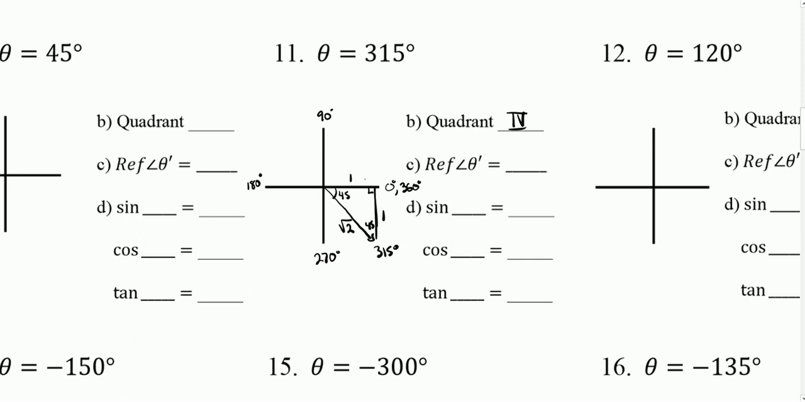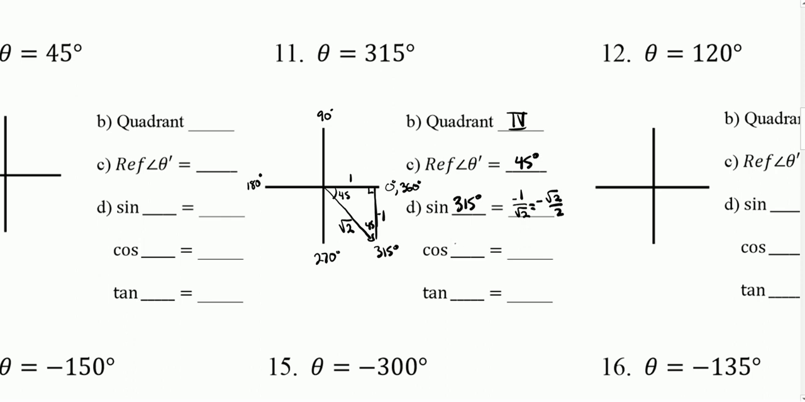And then we're going to respect the quadrant. Our x value is positive 1, where our y value is negative 1. So our reference angle is 45 degrees. The sine of 315 degrees is opposite over hypotenuse, so negative 1 over root 2, which can simplify, multiply top and bottom by root 2, you end up with negative root 2 over 2.